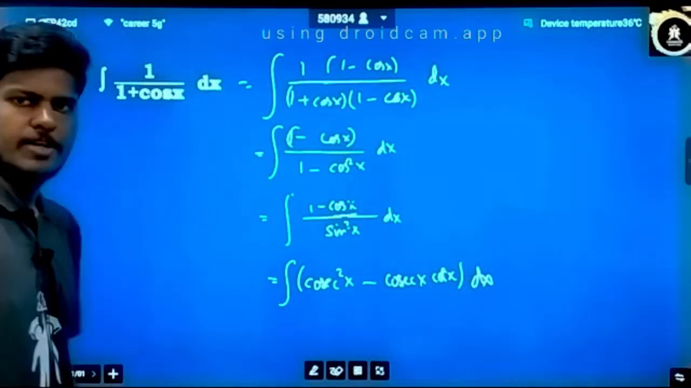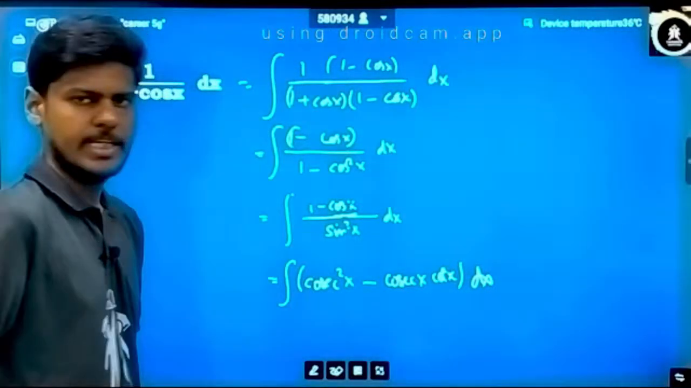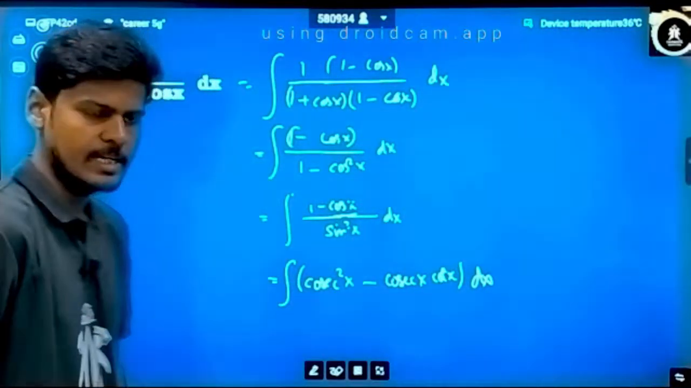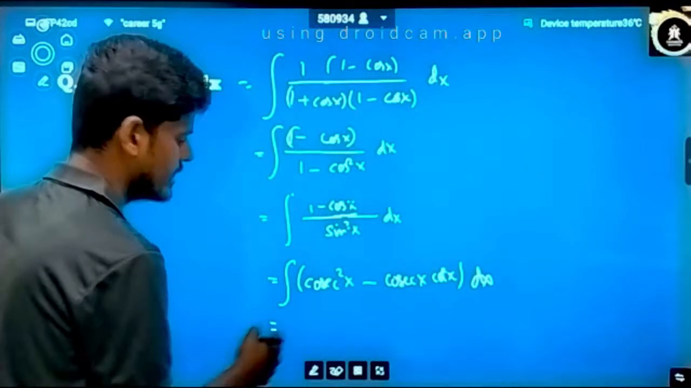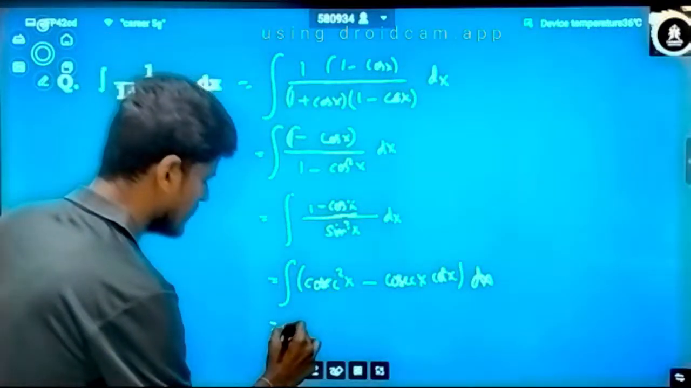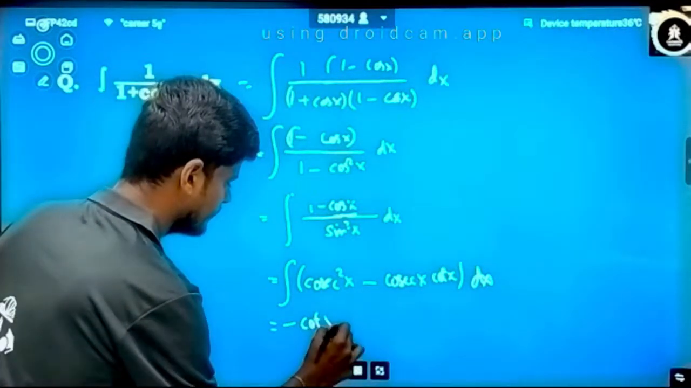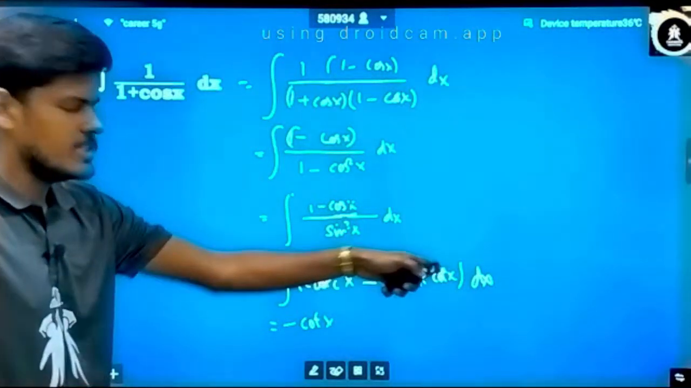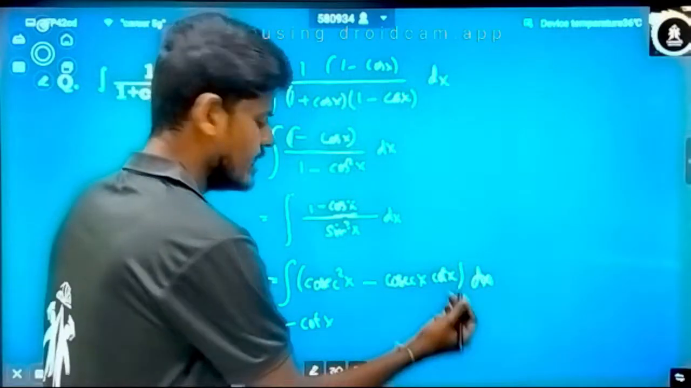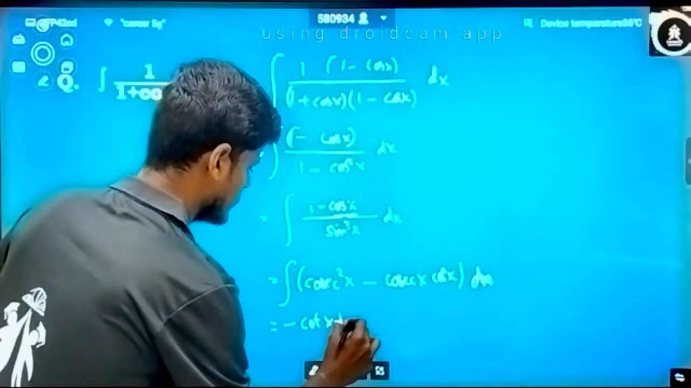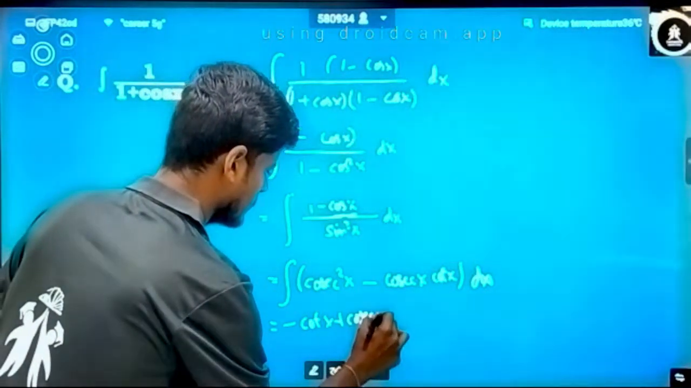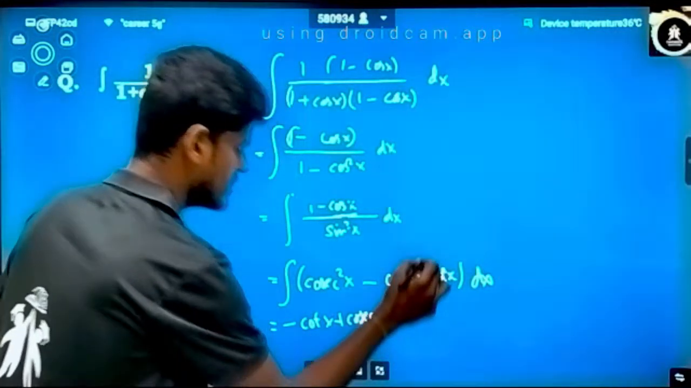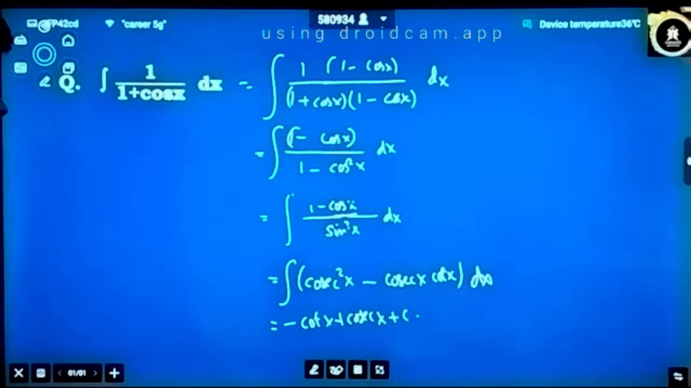Now these are standard forms. We already know the integral of cosecant square x is minus cot x, and the integral of minus cosecant x cot x is plus cosecant x. So the answer is minus cot x plus cosecant x plus constant. That's it. Easy.